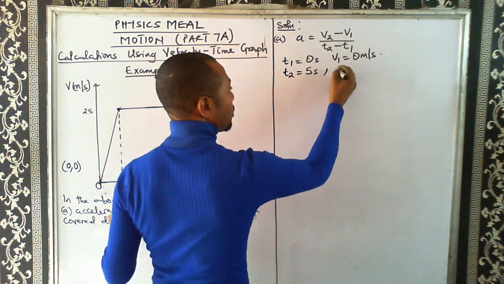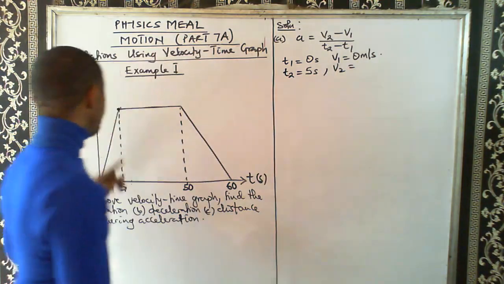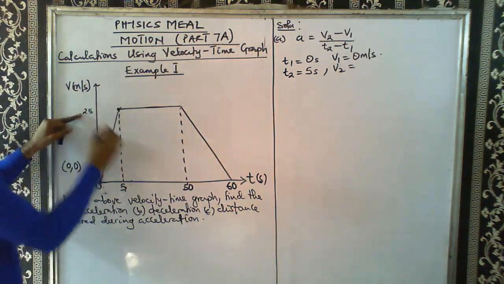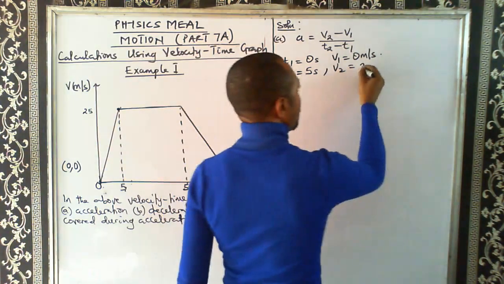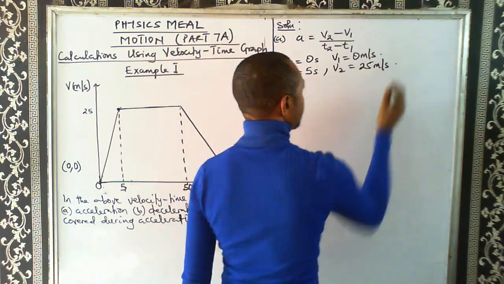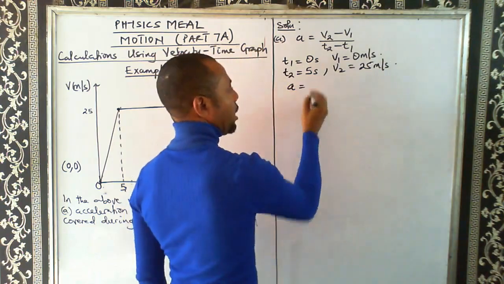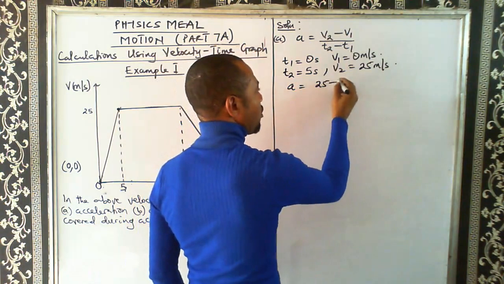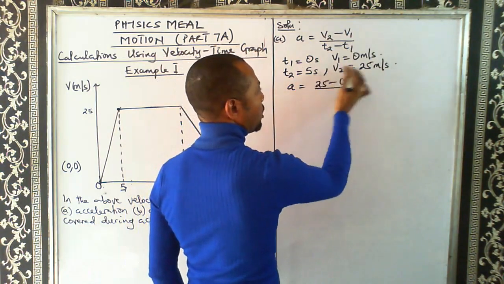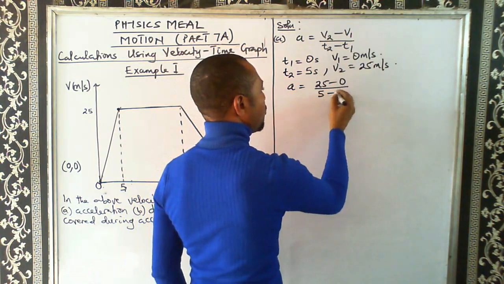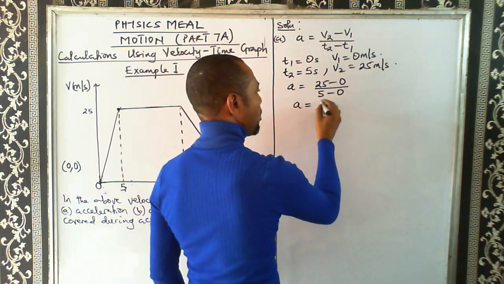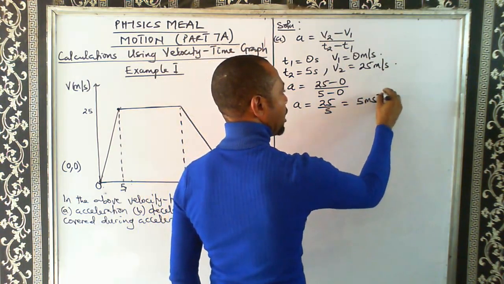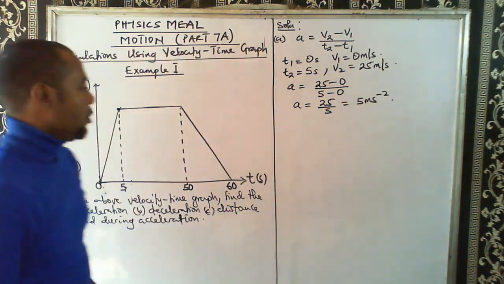It's 5 seconds. Now what's the velocity at that point? Trace it to the velocity axis. We have 25 meters per second. So acceleration a will now become V2 minus V1, which is 25 minus 0, all upon T2 minus T1, which is 5 minus 0. So a becomes 25 over 5, which gives me 5 meters per second squared. So that's my acceleration.